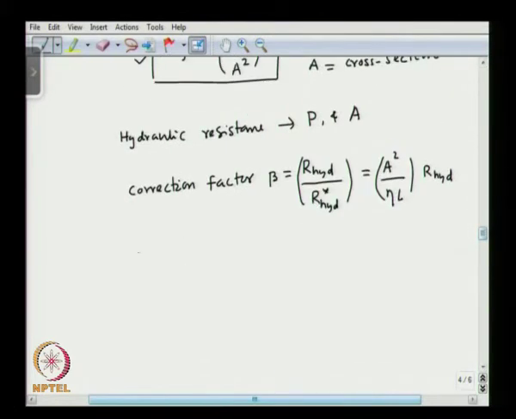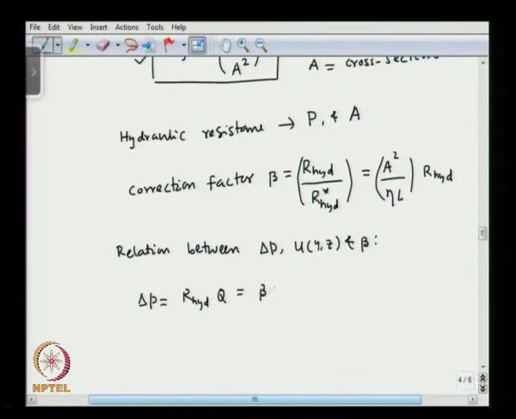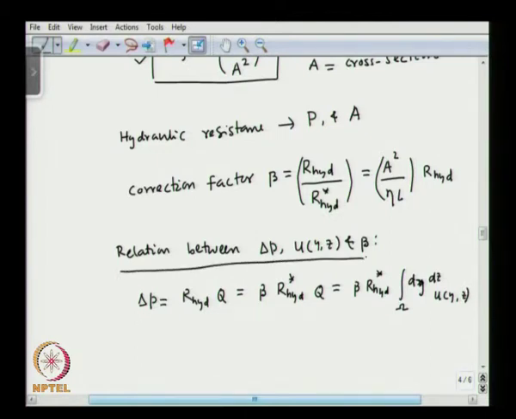Now we can write the relation between delta P, the velocity field u of y z, and beta. So delta P would be R hydraulic into Q, which is beta into R hydraulic star into Q, which will be beta into R hydraulic star into the integration of dx dy dz u(y, z). So that is how you can relate delta P, u and beta.